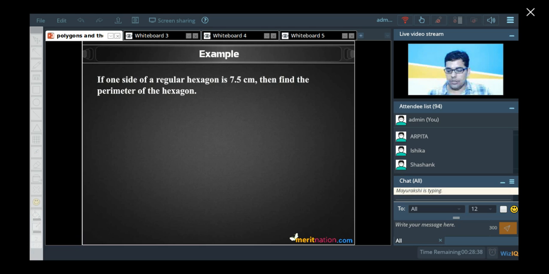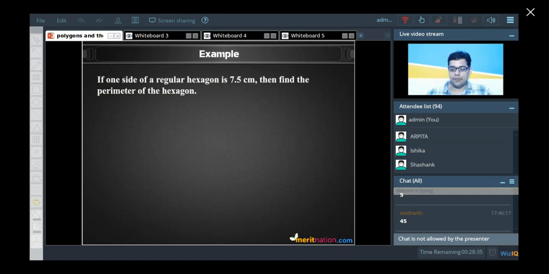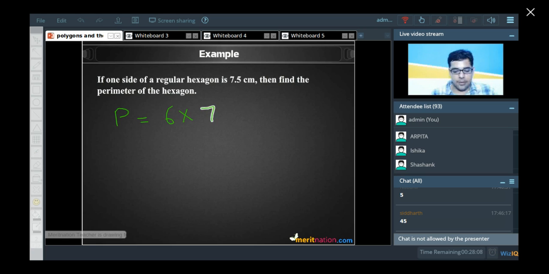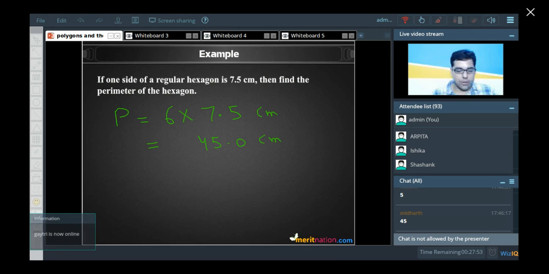Okay, the answers which I am getting here are 45 or 67. Someone has given 5 also. Nathaniel has given 5 also. So now we will calculate which is the right answer. 6 sides. So we can say the perimeter of this hexagon will be 6 multiplies each side, or one side. 6 multiplies 7.5 centimeters. Calculating this, it is coming as 45.0 centimeters, and this we can write as 45 centimeters.